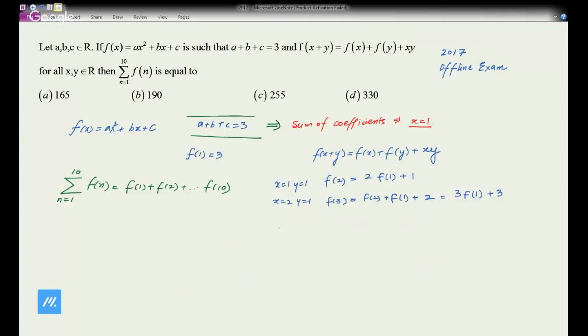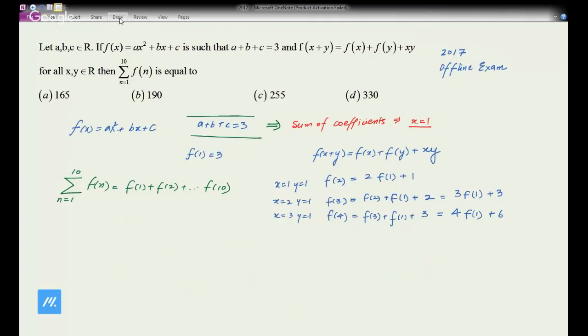For f4, I can do x equal to 3, y equal to 1. So again, I can say by using the functional equation given, I can write something like this. So product is 3. But again, I know the value of f3. f3 is 3f1. So this will become what? 4f1. 3 is already there, 3 is already there, plus 6.